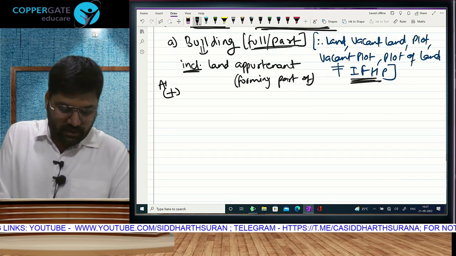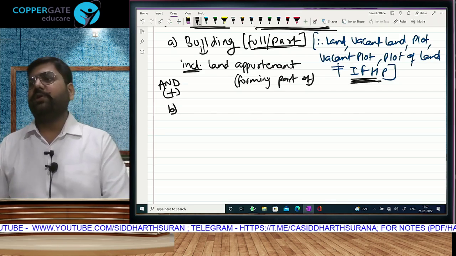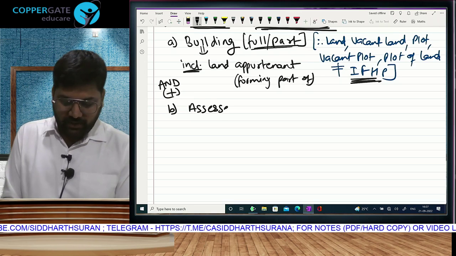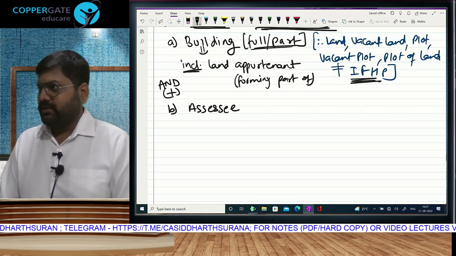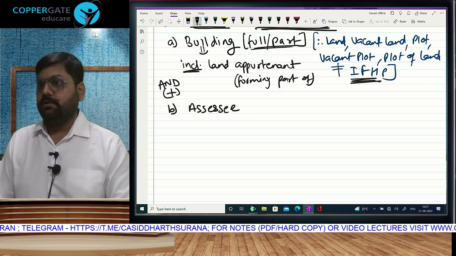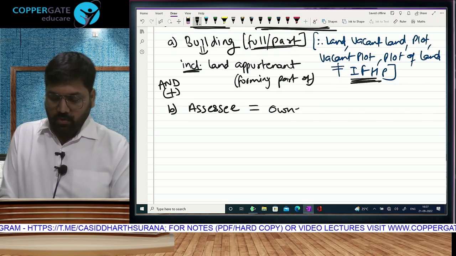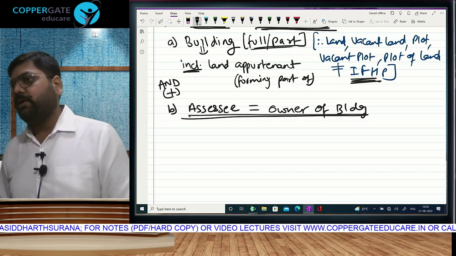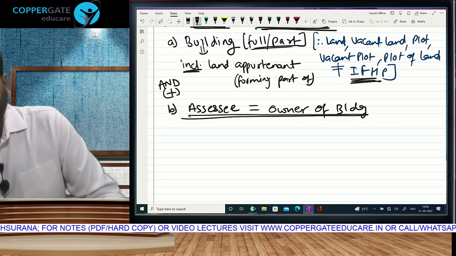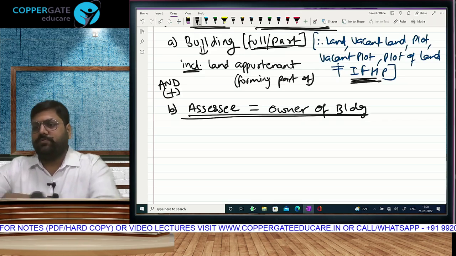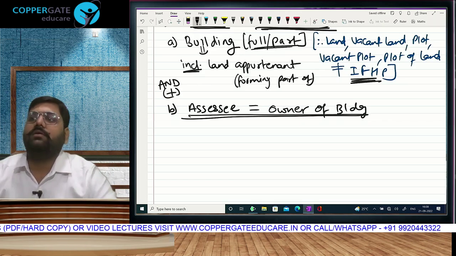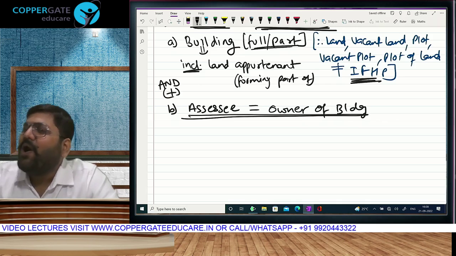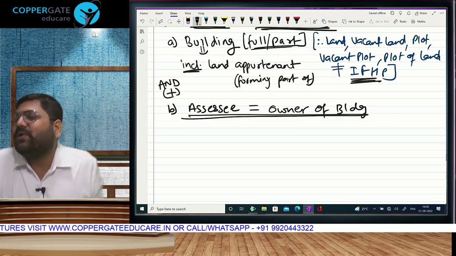Plus means and means cumulative condition. Second condition. For taxing an income under house property, the assessee, that is, the person who is receiving the rent, should be the owner of that building. What is the first condition? There has to be a building. Means if you give land on rent, it is not house property. Second condition, you have to be the owner. What a stupid professor. How can I give a building on rent without being the owner?